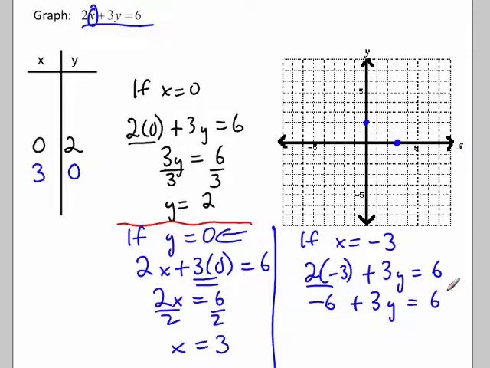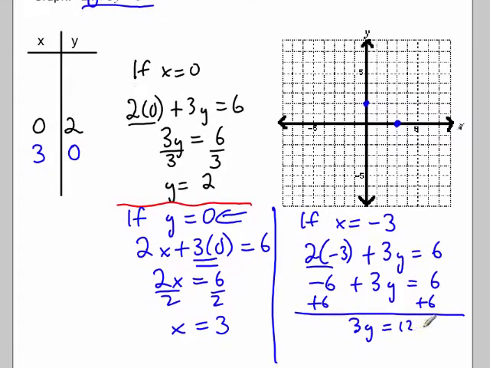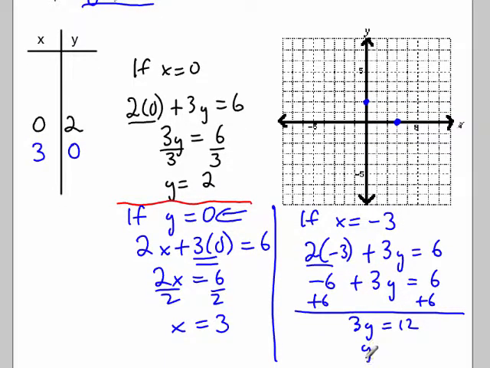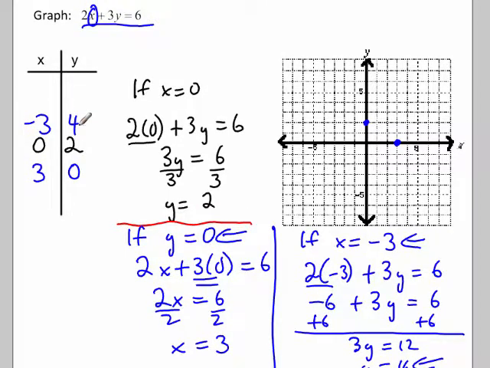Alright, and so I have an equation I need to solve. I need to get the y by itself. So I need to get rid of the -6, so we add 6 to both sides. 3y is equal to 12. Divide both sides by 3, and so y must be 4 when x is -3. So we'll put that in the table, and plot that point as well. You'll see that it's lining up with the other two.